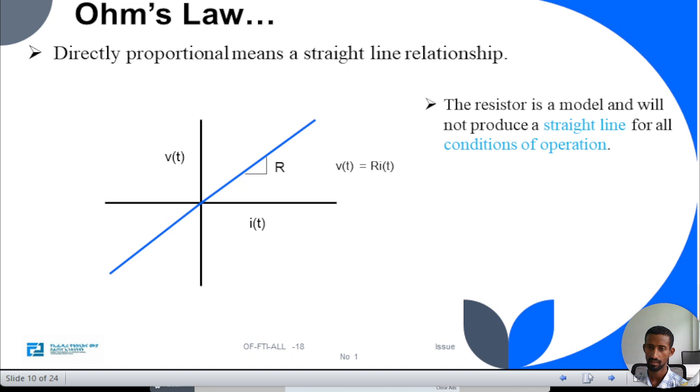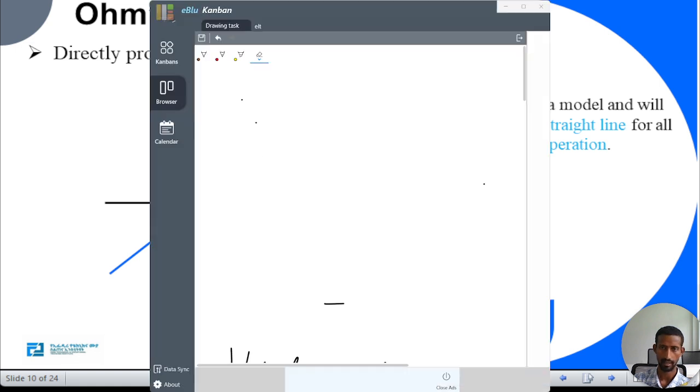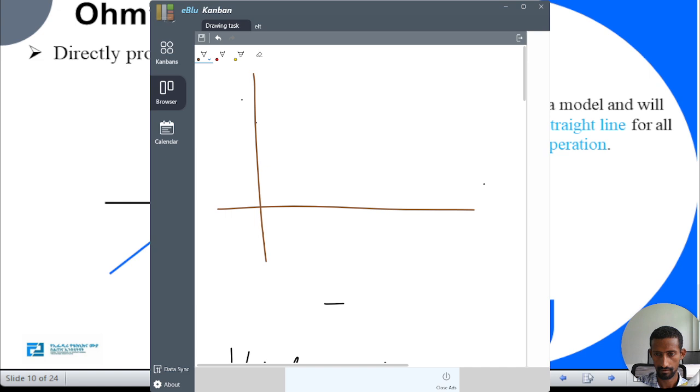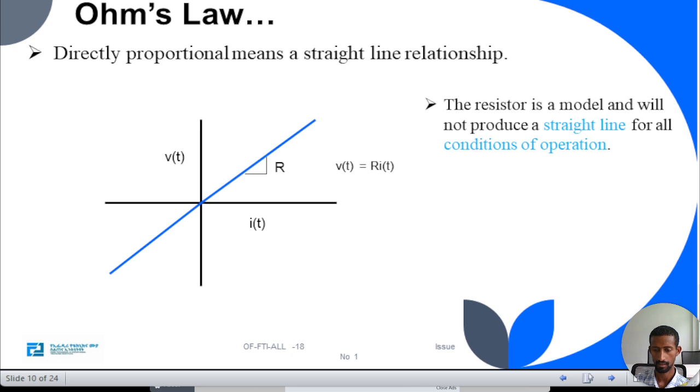At constant temperature, according to Ohm's law, we can get such relations. This is the relation which indicates Ohm's law. If we see it graphically, it looks like this. Let's say this is an XY relation. If it is like this, it is a straight line relation, as already indicated here.